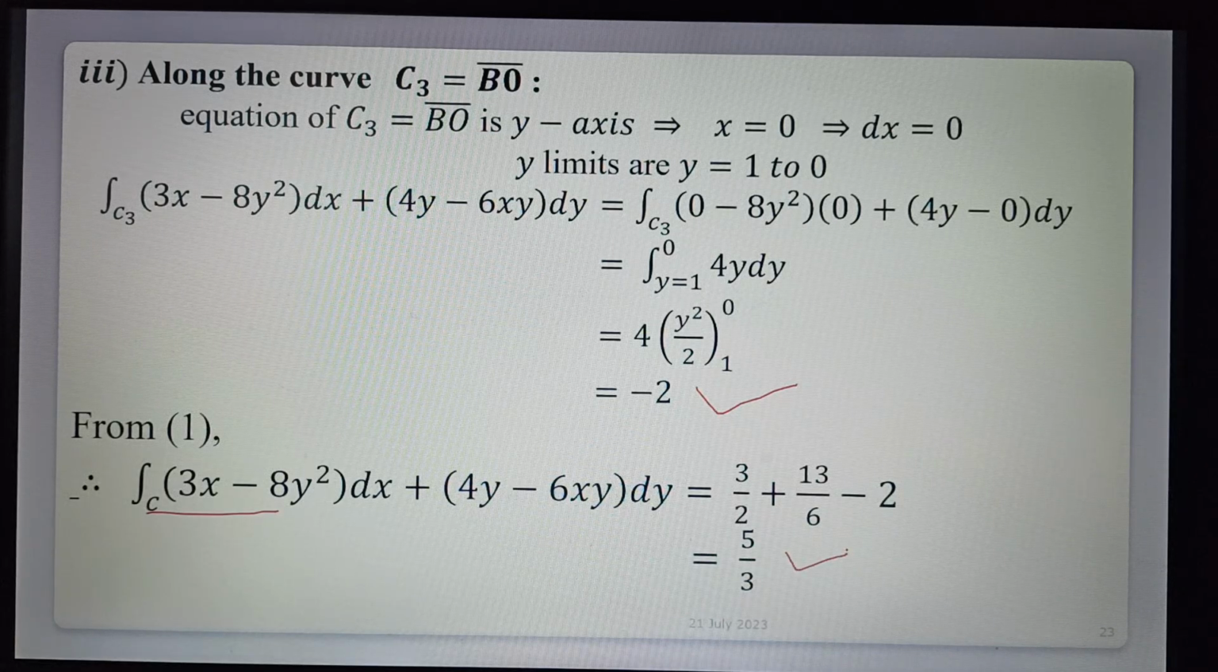So this is the integration of the given value, the line integral over C.